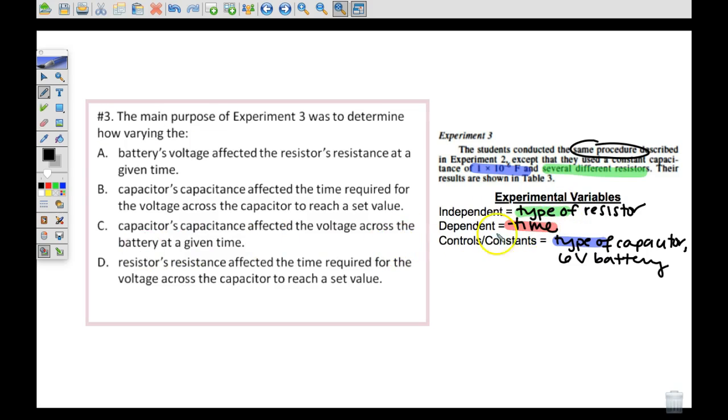So after analyzing experimental variables, D is my best answer, because both B and C are saying that the capacitor is making a difference, and it's not. It's one of the things we're keeping the same. And the battery's voltage is also something that we're keeping the same. So D is our only viable option.